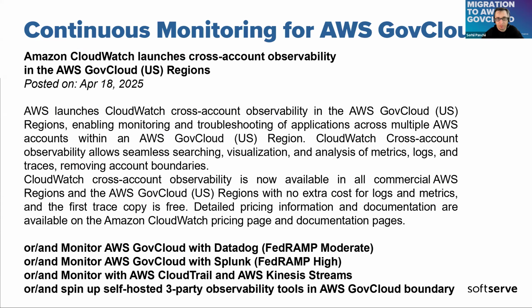As of April 2025, AWS CloudWatch supports cross-account observability. So, game changer, and now you can aggregate metrics, logs, and traces across AWS GovCloud accounts. Also, for monitoring purposes, you can use SaaS tools like Splunk that are compatible with FedRAMP High and Datadog that are compatible with FedRAMP Moderate compliance. And definitely, you can use self-hosted third parties deployed in AWS GovCloud boundary by using AWS Marketplace.